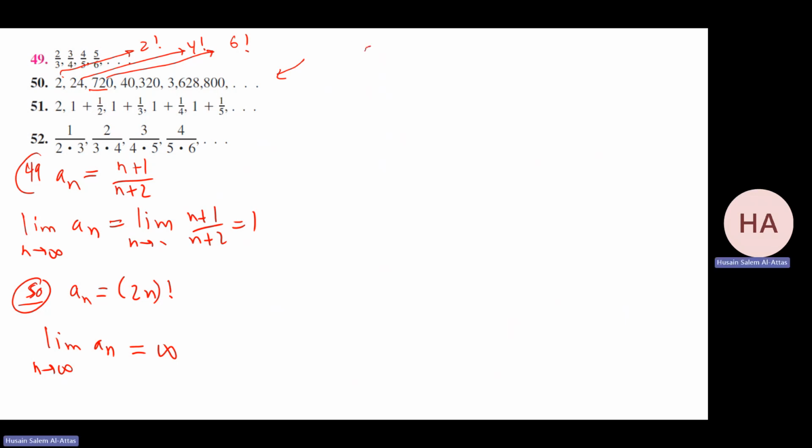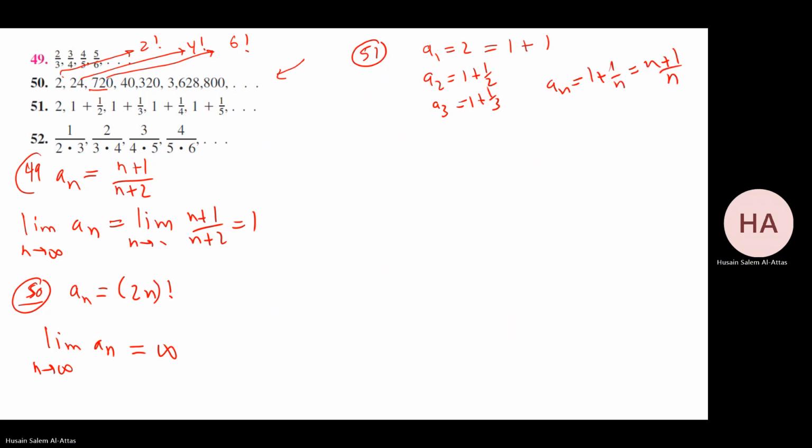51. What will be that? a1 equal 2, which I can write as 1 plus 1. a2, 1 plus half. a3 is 1 plus 1 over 3. I'm sure a_n will be 1 plus 1 over n, which is n plus 1 over n. So what is the limit of a_n as n goes to infinity? That will be the limit of n plus 1 over n, and that will be 1.